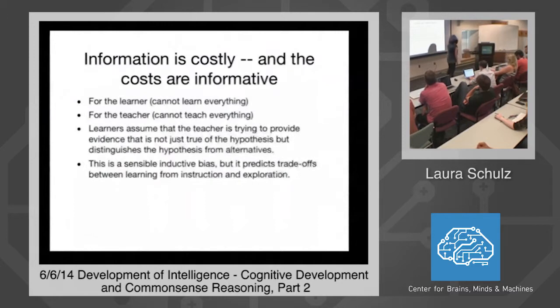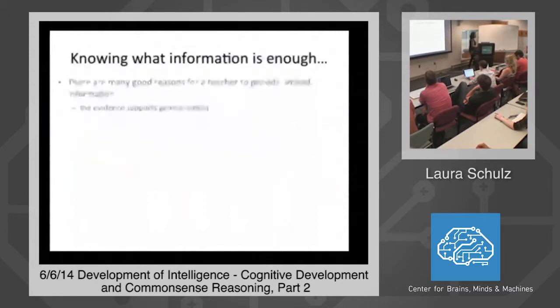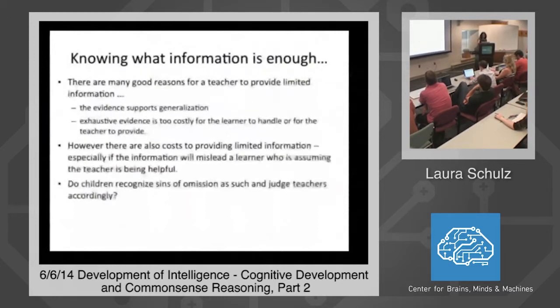Really quickly, I want to say a few more things. Of course, there are many good reasons why teachers might provide limited information. As we suggested, evidence supports generalization. If I show you one rattle squeaks, I don't need to point out every other rattle that squeaks.